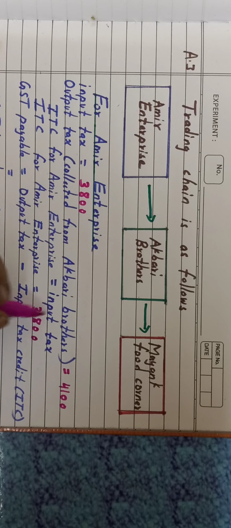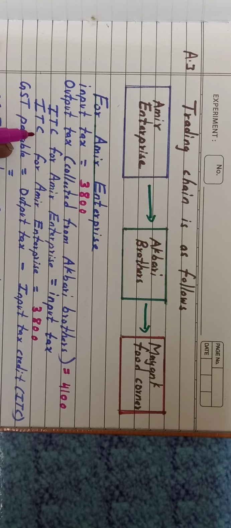3,800. So the input tax credit for Amir Enterprise will be 3,800. So this we have got. Now we have to find GST payable. GST payable is output tax minus input tax credit. ITC is input tax credit.